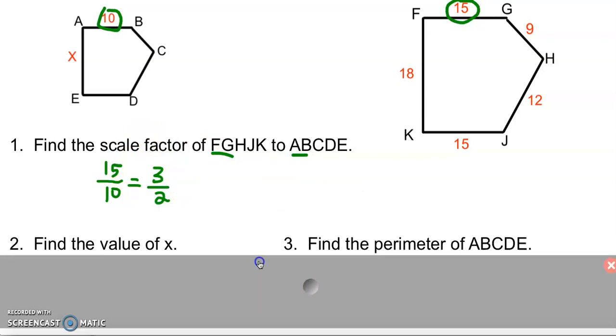And then another type of question I might ask you to figure out is what's the value of x here. In order to figure out the value of x, once I've reduced the scale factor, I can use the scale factor to find x. So if I use the scale factor of 3/2, I need to figure out what goes with segment AE, or this x. Segment AE is in the first and the last slot here. So the number that's going to correspond with that is in the first and last slot, which is FK, which is 18. So I'm going to set up a scale factor of 3/2 equals 18 to x.